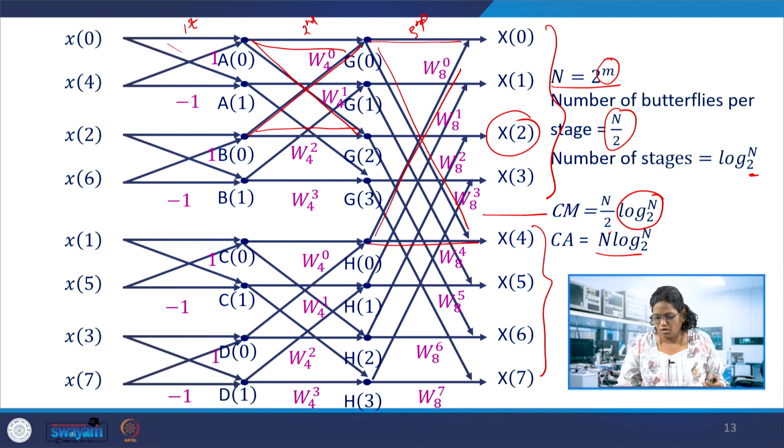So this is the computational complexity, and it is reduced to the order of N log N, whereas in the case of the DFT we had N square and N into N minus 1. So if N is large, this gives very good savings. If N is small it doesn't make a difference. But for large values of N, it gives less computational complexity in terms of complex multiplications and complex additions.